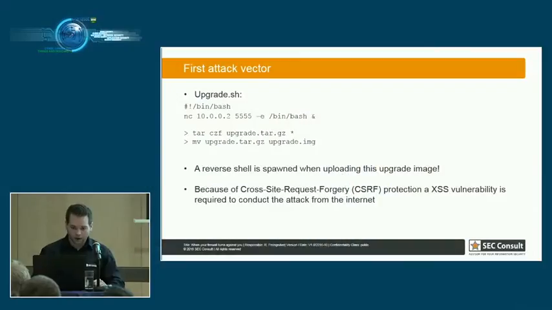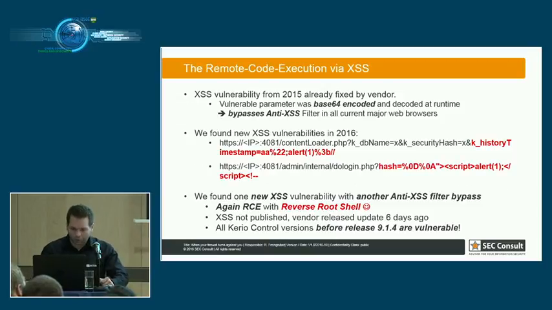So you see here, this is how you can generate the upgrade file. And you basically just upload this file here, and then immediately this command here will be executed. And you can, of course, change it to any command which you like. And to bypass the cross-site request forgery protection, we are searching here for new cross-site scripting vulnerabilities. So, for example, if you click on this link here, this code here will be executed in the context of the website. And these are the two vulnerabilities which we identified later on to, again, exploit this remote code execution.